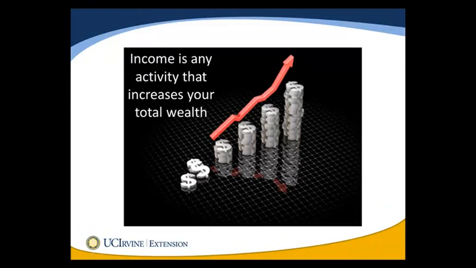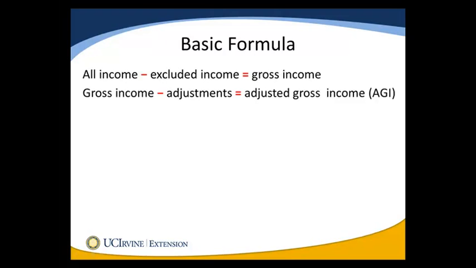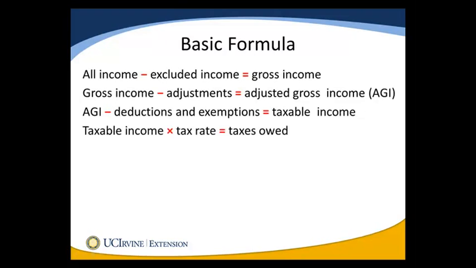Taking the broadest idea of income, it is any activity that increases your total wealth. Here is a basic formula for how the U.S. government calculates income tax. All income minus excluded income equals gross income. Gross income minus adjustments equal adjusted gross income, or AGI. AGI minus deductions and exemptions equal taxable income. Taxable income times the tax rate equals taxes owed. And finally, taxes owed minus credits equal taxes due.